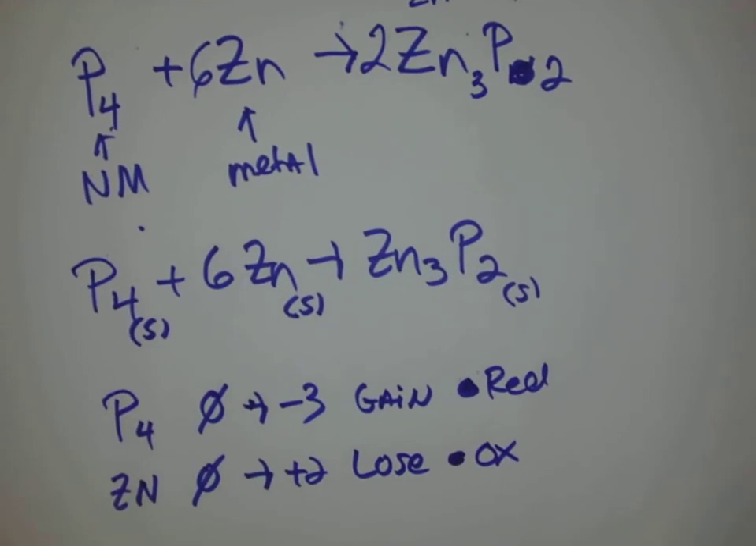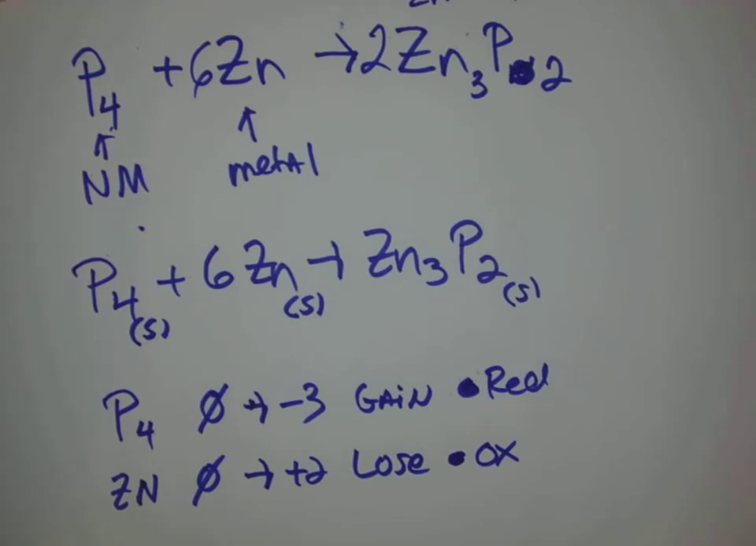Oops, I should have shown that before. I didn't realize I was out of frame. So again, to reiterate that, phosphorus goes from a 0 to a 3-, zinc goes from a 0 to a 2+. Okay? And that's pretty much it for college prep chemistry.